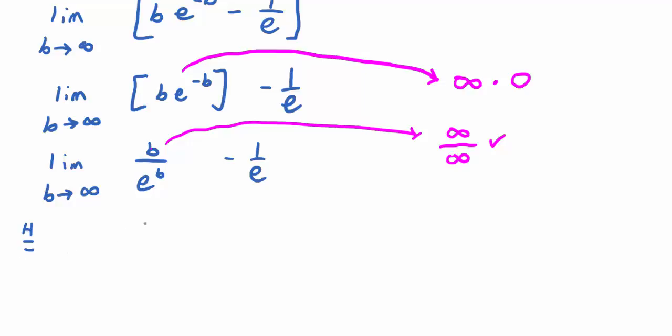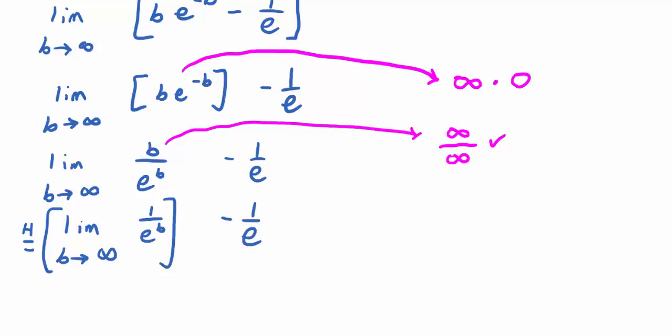So I do that, and what does L'Hopital's rule say about this limit? The limit of b over e to the b is the same as the limit of the derivative of the top over the derivative of the bottom, with respect to b, the variable that's approaching infinity, I guess. And is that easy to evaluate? Don't forget the minus 1 over e. Is this limit easy to evaluate?